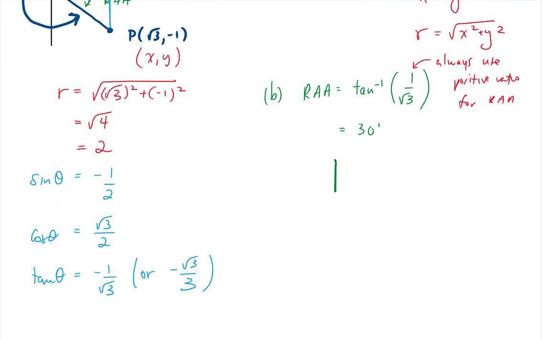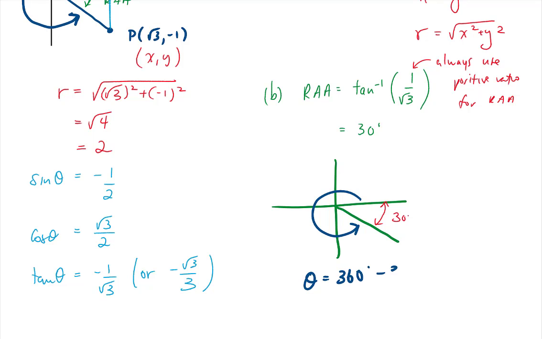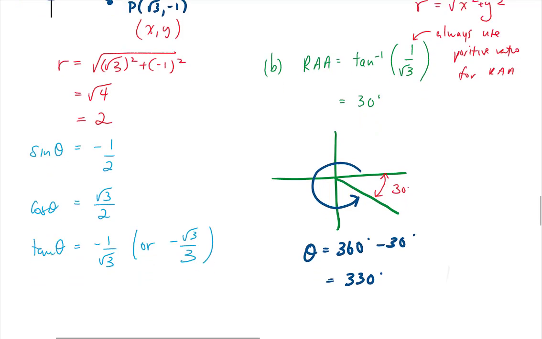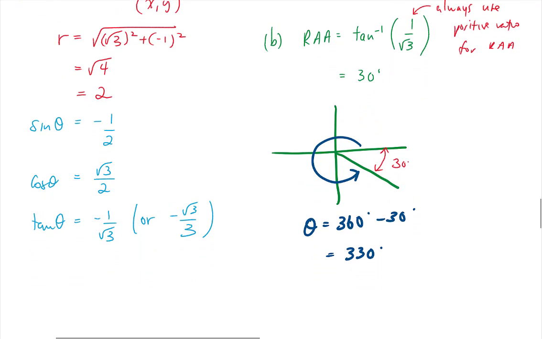Now that we have the related acute angle, we can find the principal angle. So remember, our terminal arm is in quadrant number 4. Our related acute angle is 30 degrees. So if I want the principal angle, theta, that would be 360 degrees minus that 30 degrees, which tells us our angle is 330 degrees. And you can use your calculator to check. If you typed in sine of 330 degrees into your calculator, you should get negative 0.5.